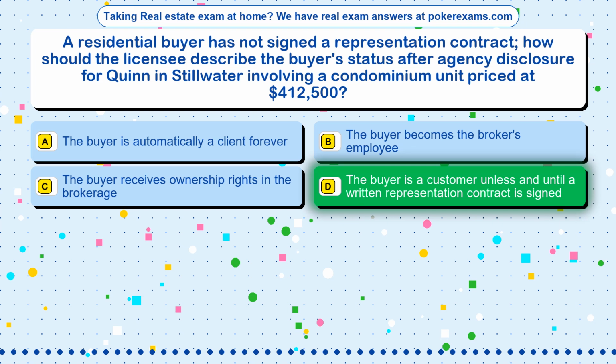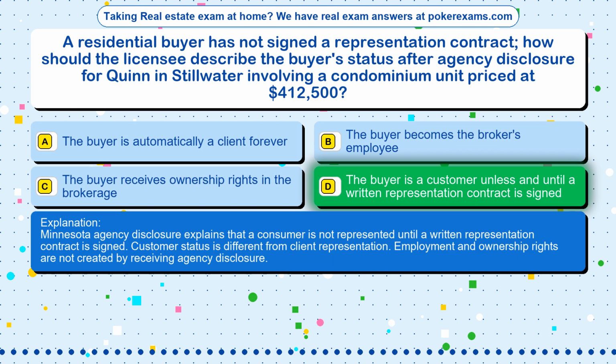The correct answer is option D. The buyer is a customer unless and until a written representation contract is signed. Minnesota agency disclosure explains that a consumer is not represented until a written representation contract is signed. Customer status is different from client representation. Employment and ownership rights are not created by receiving agency disclosure.